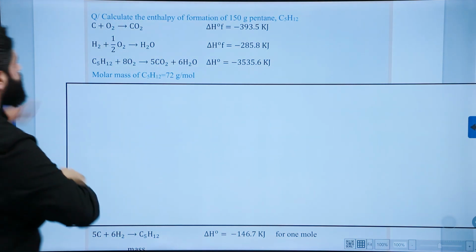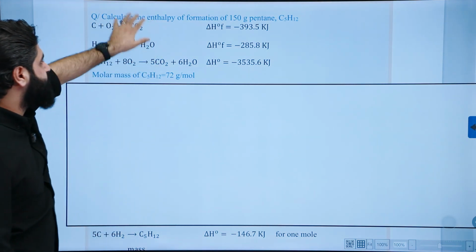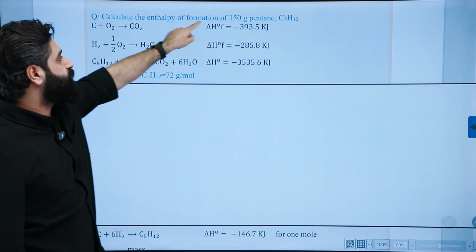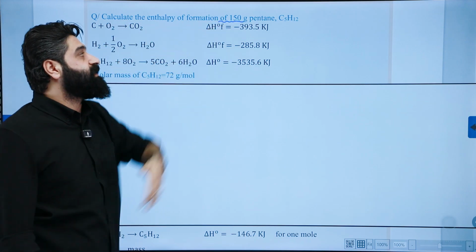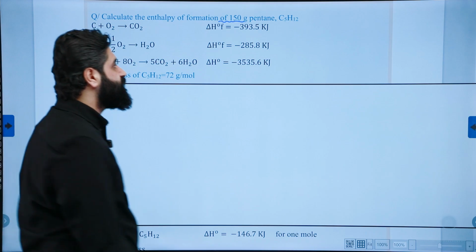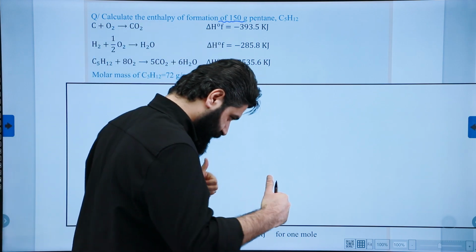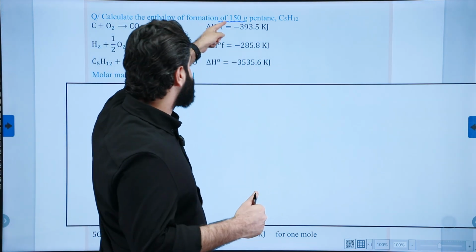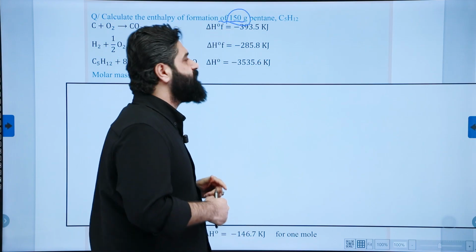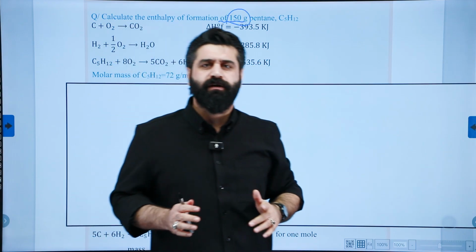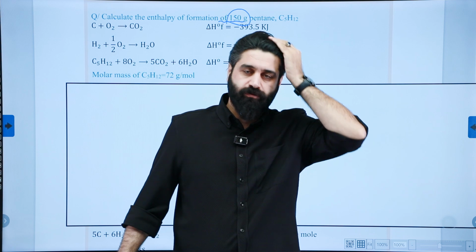Okay, look. From the following steps, calculate the enthalpy of formation for 150 grams of pentane. First of all, what to do with the mass given here? I told you, just wait for the end of the solution.